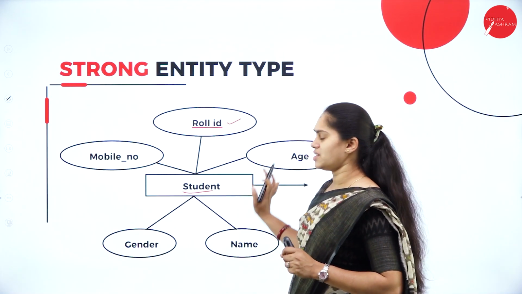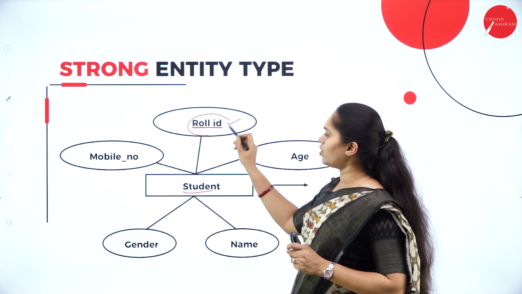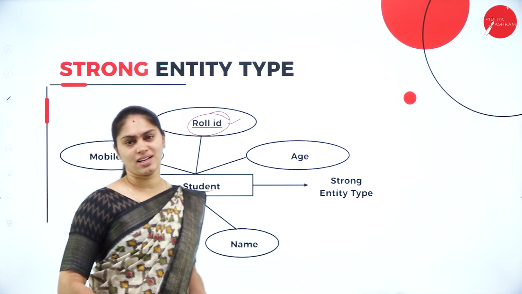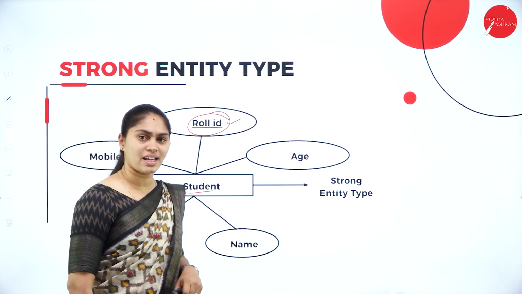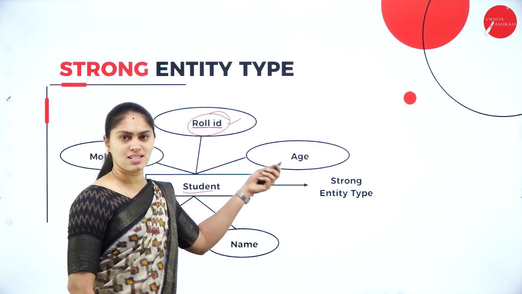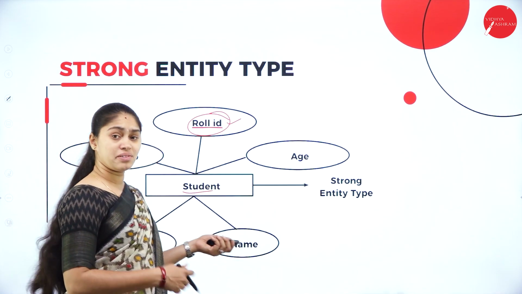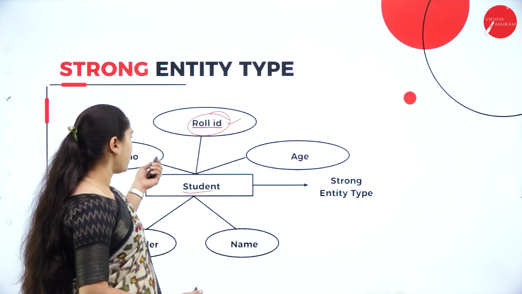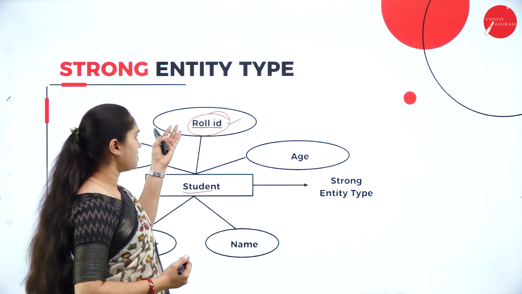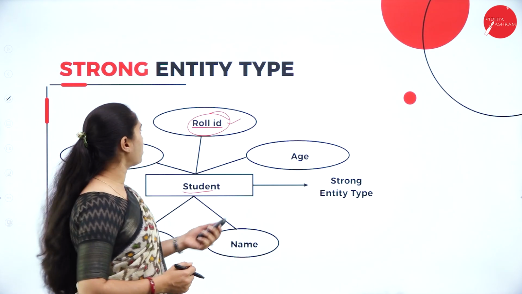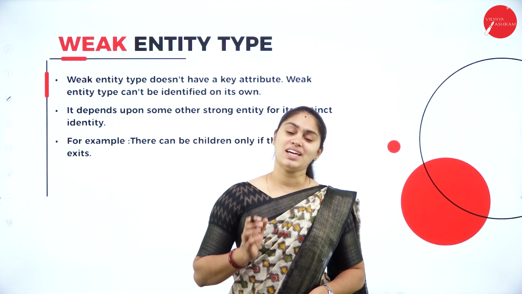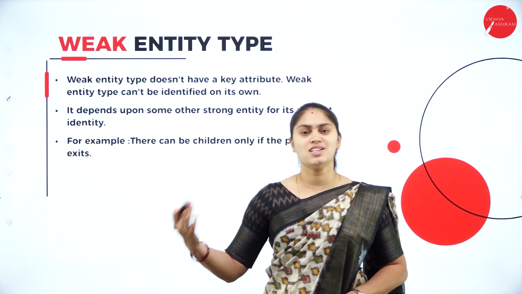So all the students we have here: with the help of this roll ID or roll number, I can identify a student uniquely, so we call that a strong entity type. Here we have age and name. Age could be the same in a class. Gender could be the same. Even their name could be the same. But we can identify them with their roll number or roll ID. So we call this a strong entity type. Then what about the weak entity type? It is just the vice versa of the strong entity. If we have a key attribute to identify an entity, it is a strong entity.